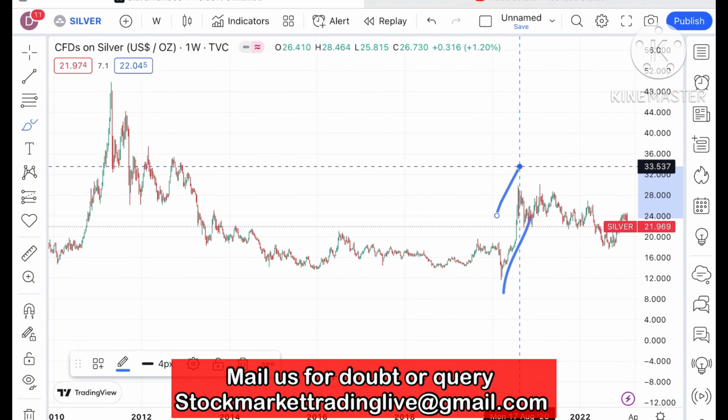But a hammer is created here, as you can see, this particular candle. After that also we have seen a red candle forming, so probability is very high that it can move further low towards a level of 21.184, because this is a strong support. So we can see a bounce back from this particular zone, but if this resistance is sustained, then it can go towards a level of $22.65, because this level is a resistance. Once sustained, a probability of going further high is there.